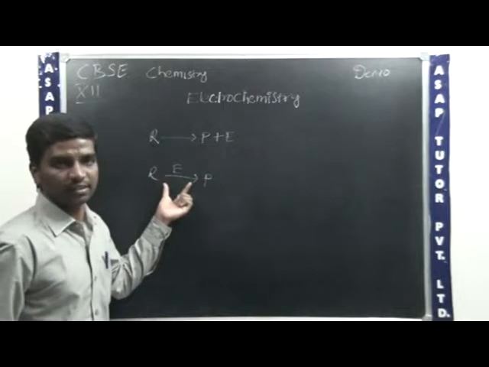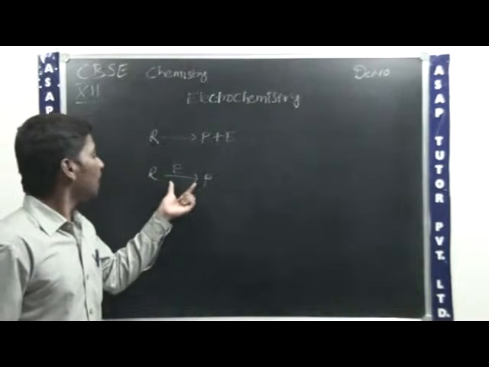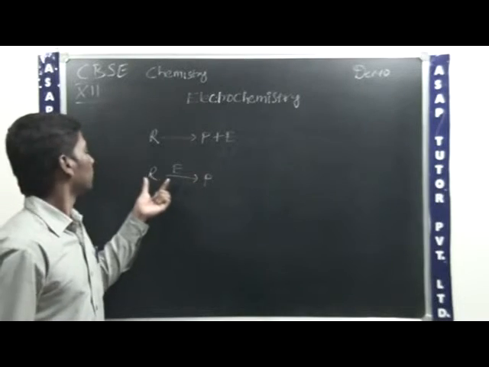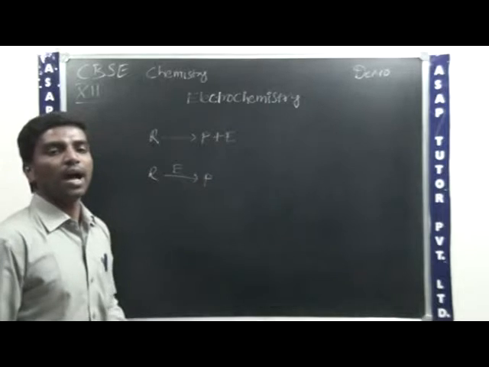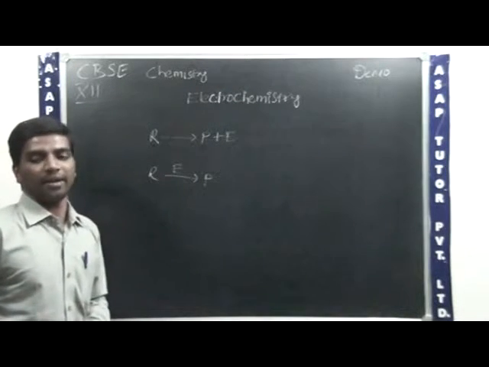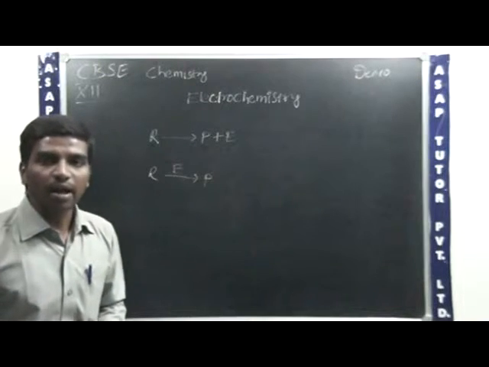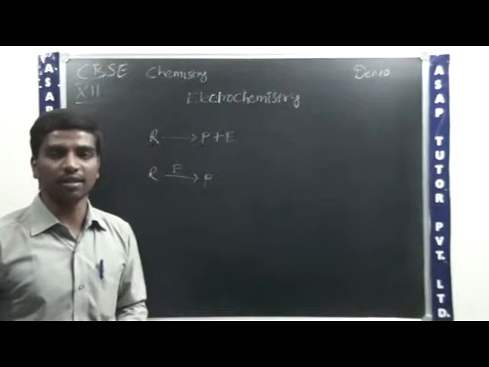Or, when the reactant is to form a product, we give some energy. That energy is the electric energy, right? When we give the electric energy, the reactant converts into product. This type of reaction we call electrochemical reactions. This is used in some devices, and those devices we call electrochemical cells or electrolytic cells.